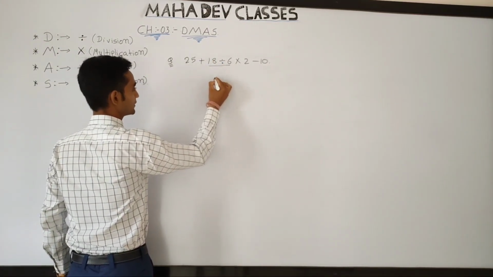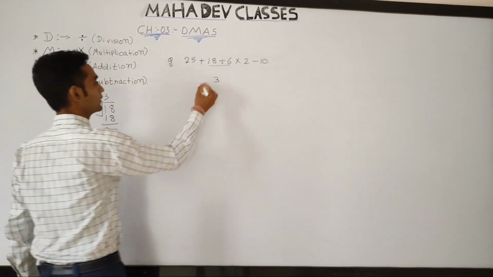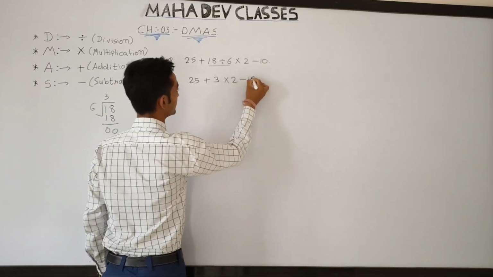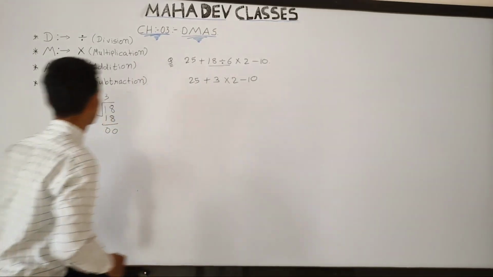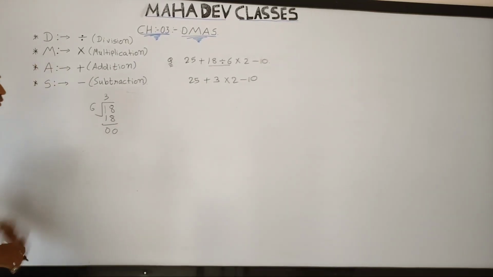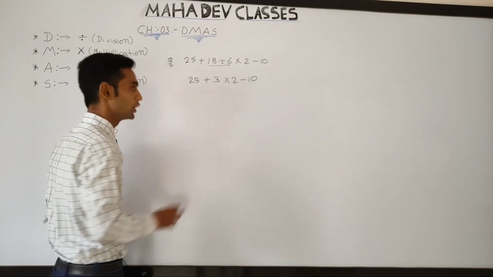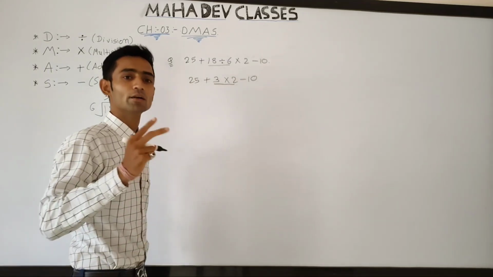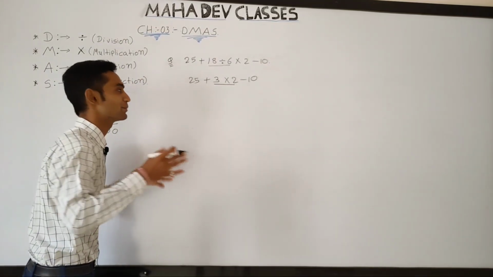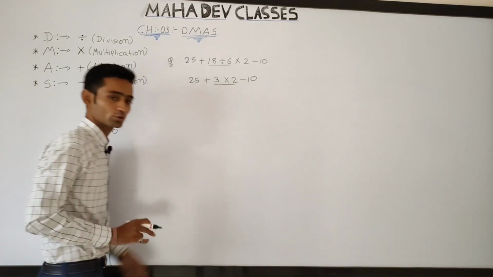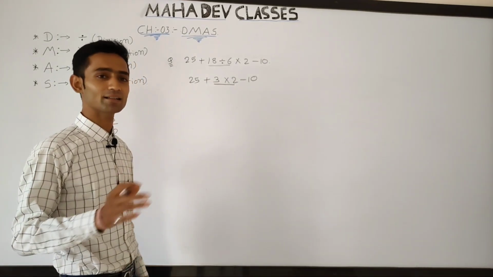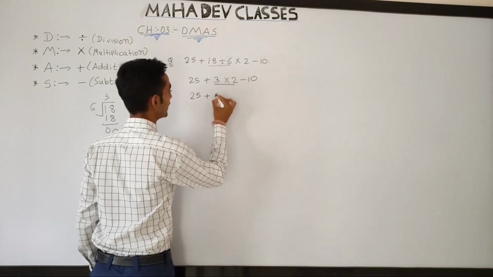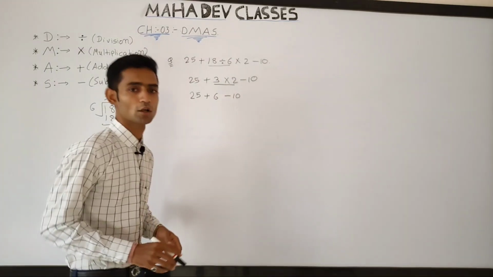Now we will write 3 and the rest of it, like 25 plus 3 multiplied by 2 minus 10. Now we reach multiplication. Find out the multiplication symbol. You can see that the multiplication symbol is between 3 and 2. So you have to do the multiplication between 3 and 2. 3 2s are 6. So 25 plus 6 minus 10.